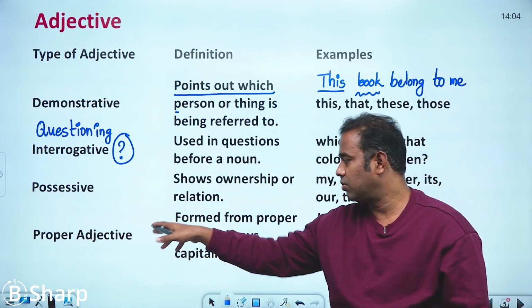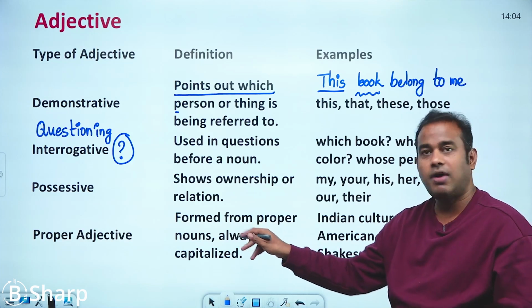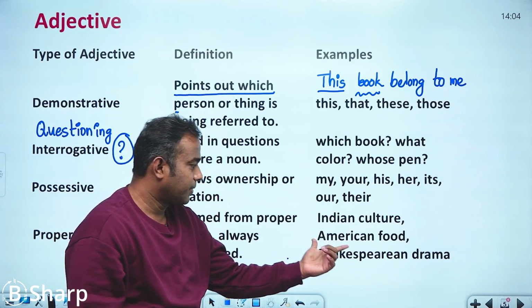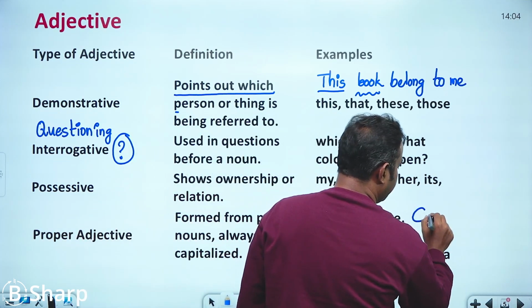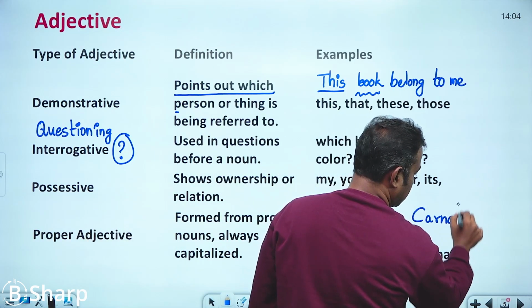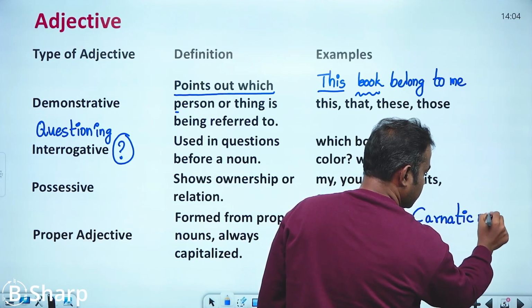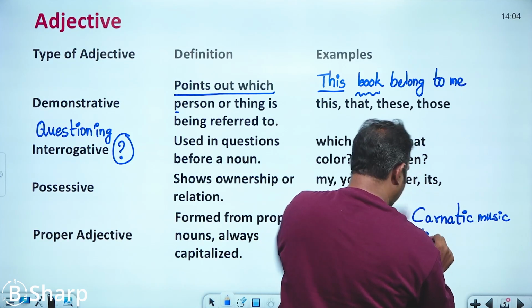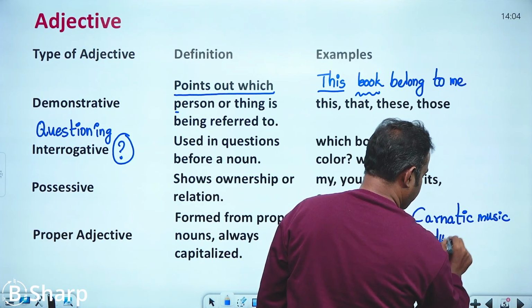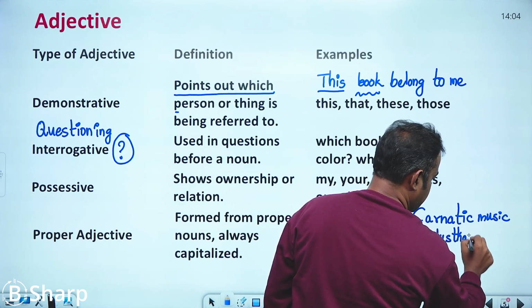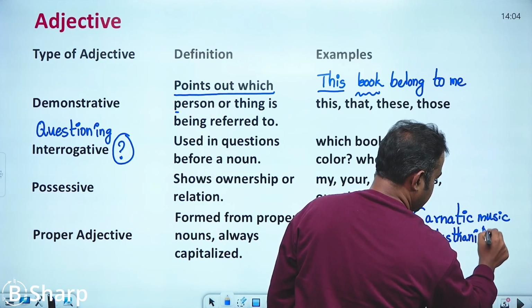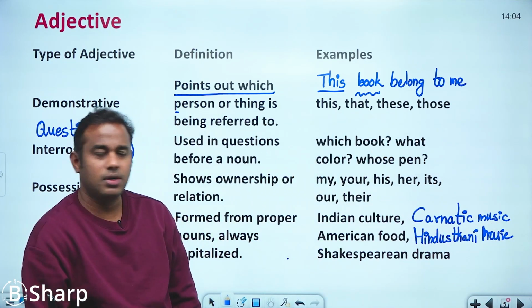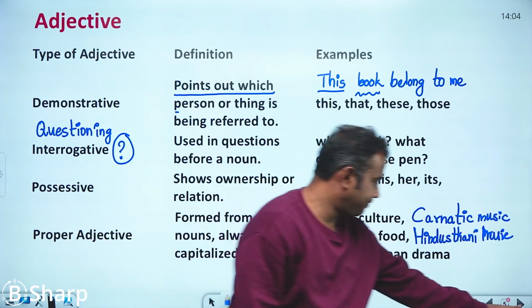And then proper adjectives. A proper adjective is formed from proper nouns, which are always capitalized. Look here: Indian culture, American food, Carnatic music, Hindustani music. Likewise, this is called a proper adjective.